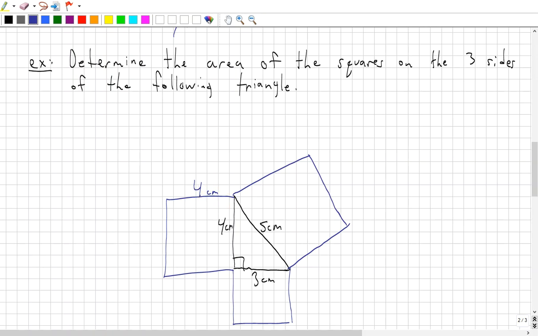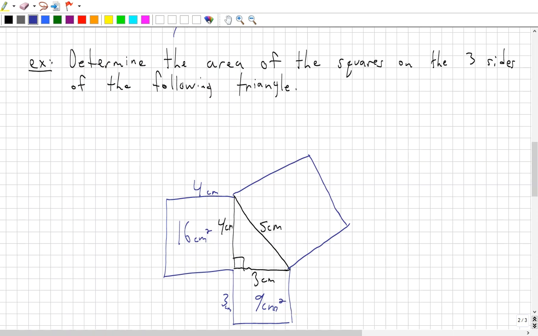So 4 centimeters, 4 centimeters. So the area is 4 times 4, which is 16 centimeters squared. The area on the bottom one, the side length is 3. So all the side lengths are going to be 3 centimeters. So the area is 3 times 3, or 9 centimeters squared.